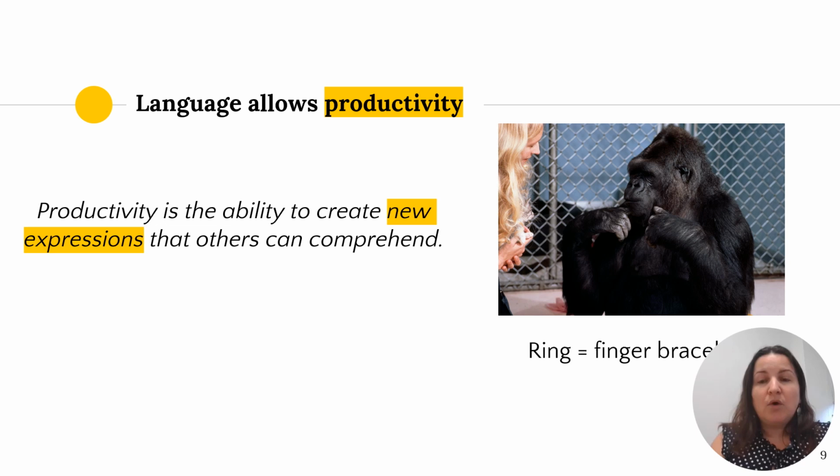Now, Coco actually exhibited some ability for this characteristic of language. She was gifted a ring for her finger, and she had never been taught that word, but she knew the word for bracelet and she knew the word for finger. So she used her very smart gorilla brain and combined them and said, finger bracelet. This is a finger bracelet.